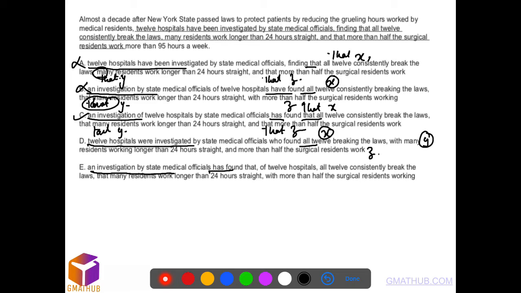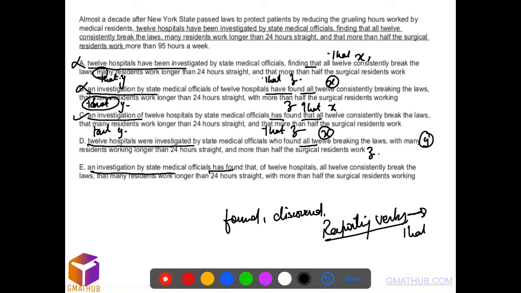Now when we have verbs like found, discovered, these are called reporting verbs. So they must have a that. I mean, this is the preferred usage. Reported that, discovered that, found that. Okay, so E, if we see, all 12 consistently break, found that, but there is no that here, that is missing here, so this is also out. C is the right usage.